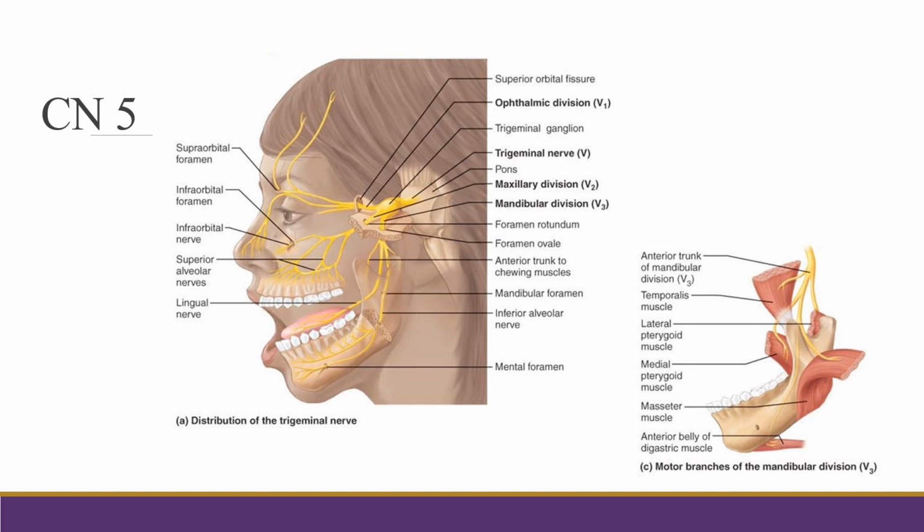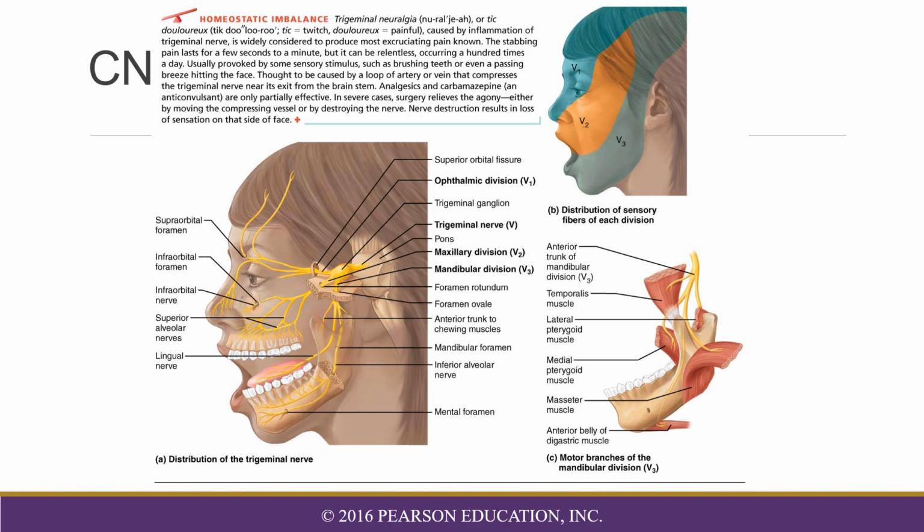Nice picture of cranial nerve 5 here. If you look up into that bulb area, that's the trigeminal ganglion, and then you're going to see it go off in 3 directions, V1, V2, and V3. Off to the right you can see the motor branches for chewing. We can see it going over to temporalis, the pterygoids, both lateral and medial, that big masseter muscle, and the anterior belly of digastric down there too.